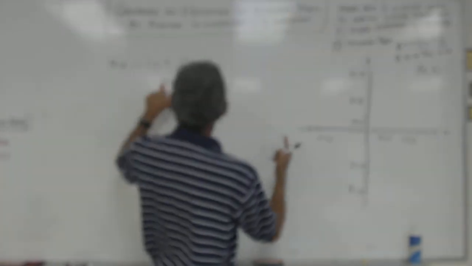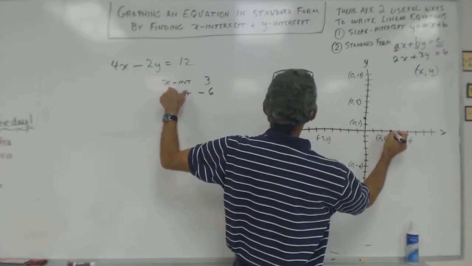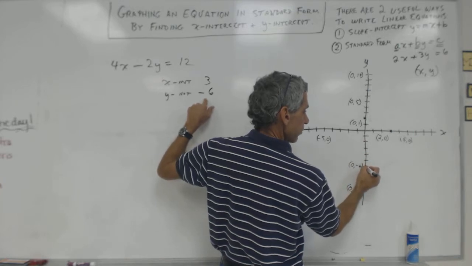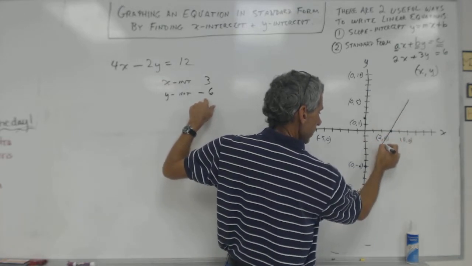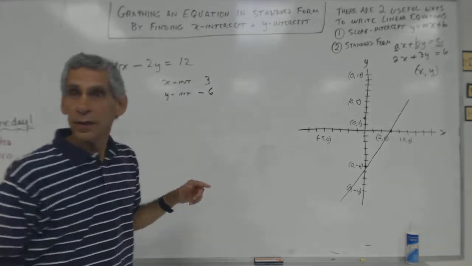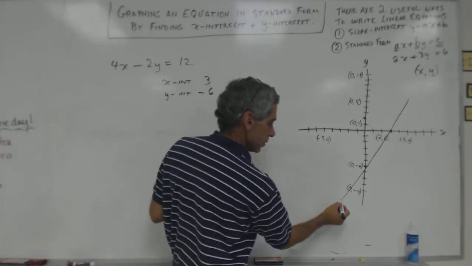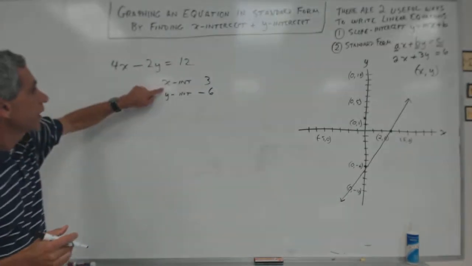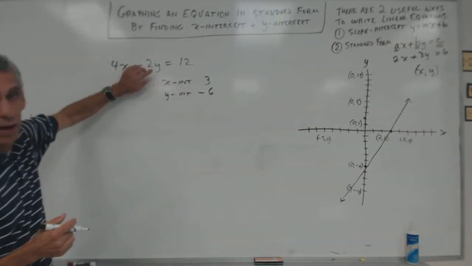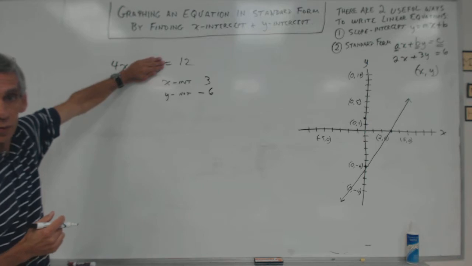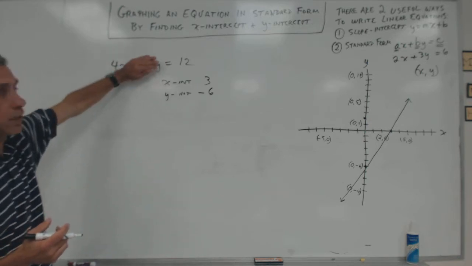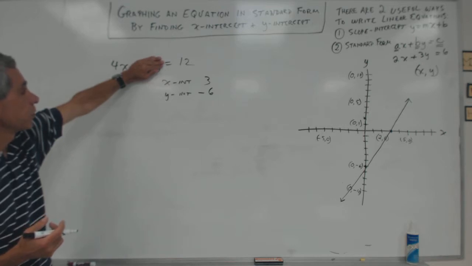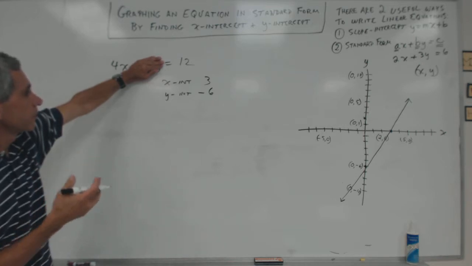So immediately I can go on my x-axis, I go to 3. And on my y-axis, I go down 1, 2, 3, 4, 5, 6. And I put a dot, and I draw my line. Boom. And I'm done. What I said is to find my x-intercept, I make y 0, which means I, with my hand, physically cover up the minus 2y. And I have 4x equals 12. Divide both sides by 4, x is equal to 3.